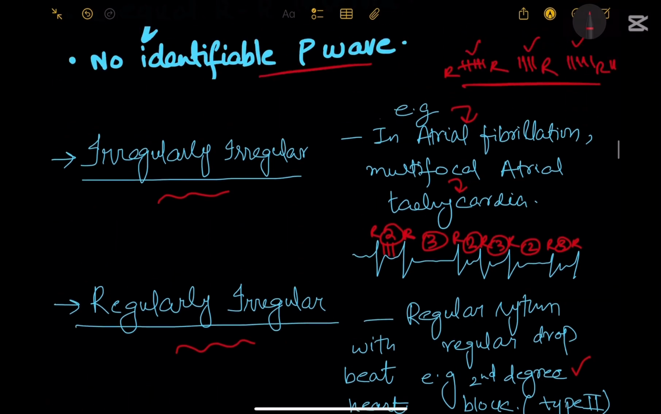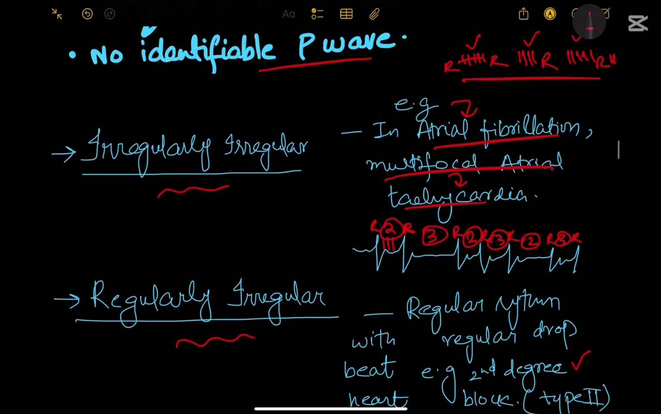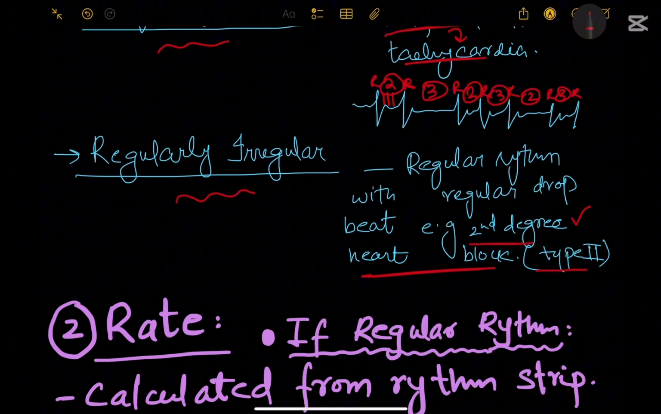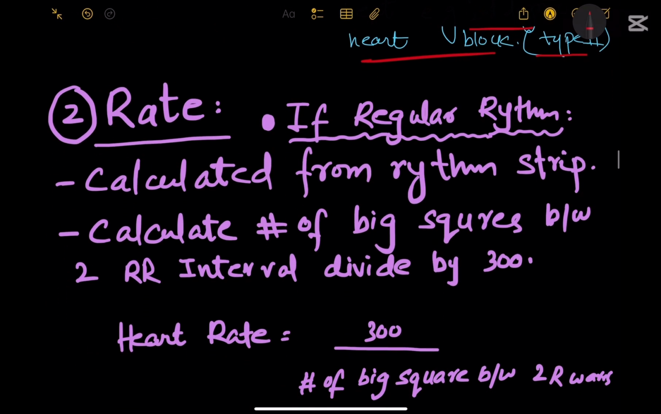The examples of irregularly irregular rhythm are atrial fibrillation and multifocal atrial tachycardia. While in the regularly irregular pattern, the example is second degree heart block, which is also known as type 2 heart block. Now coming towards the rate of the heart, how we will calculate the rate from the ECG.